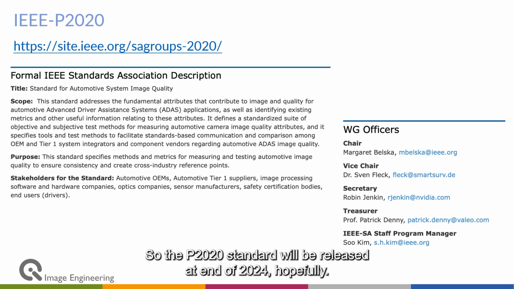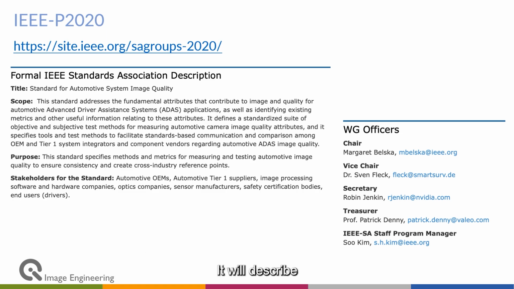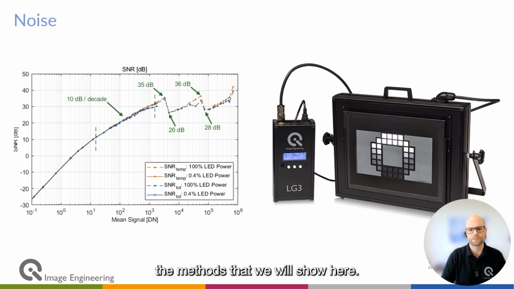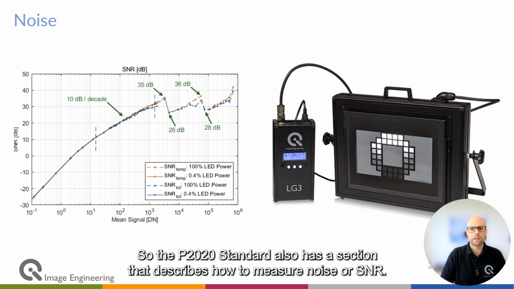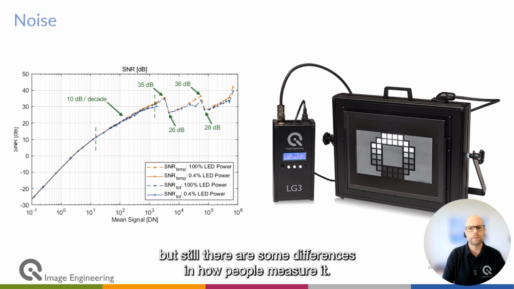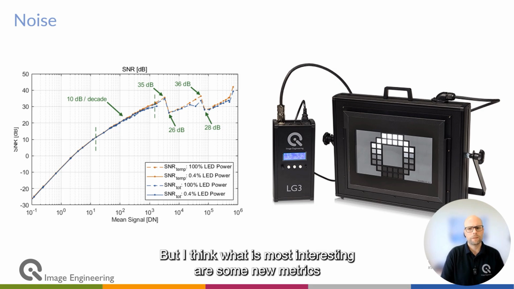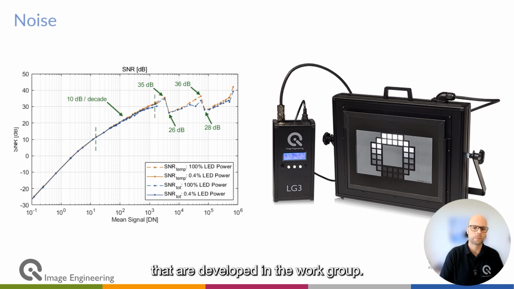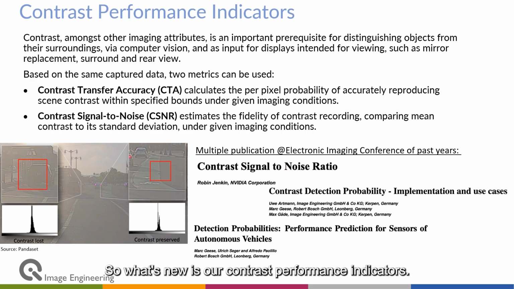So the P2020 standard will be released at the end of 2024, hopefully, and that describes also the methods that we show here. So the P2020 standard has also a section that describes how to measure noise, the SNR. That is useful as this is a very established metric, and still there are some differences in how people measure it. But I think what is most interesting are some new metrics that are developed in that work group. So really new are contrast performance indicators.